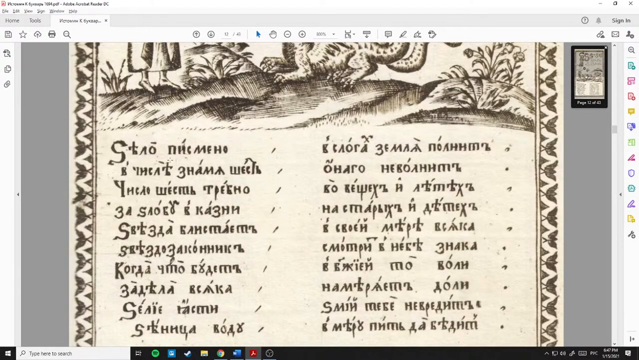So then we have зело письмена в слагах земля полнит. Okay, so зело is the old way of saying очень, so very. Письмена, written. В слагах, слог, it's style or syllable. Земля, earth. Полнит, to fill. A lot of written in words, parts of the earth fill.